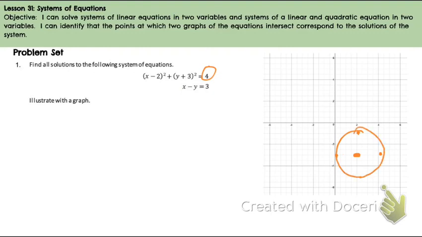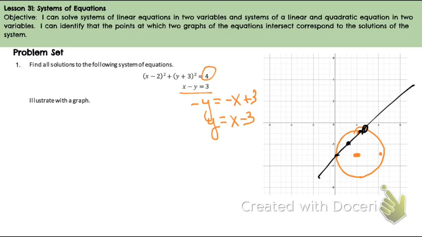Ugh, there's my circle, if we want to call it that. And then x minus y equals 3, so negative y equals negative x plus 3, divide everything by negative 1, y equals x minus 3. So I have a slope of 1, and my y-intercept is at negative 3, which is right here, and it's going to go up 1 over 1, up 1 over 1, this. So I know it's going to hit around in those spots, okay?